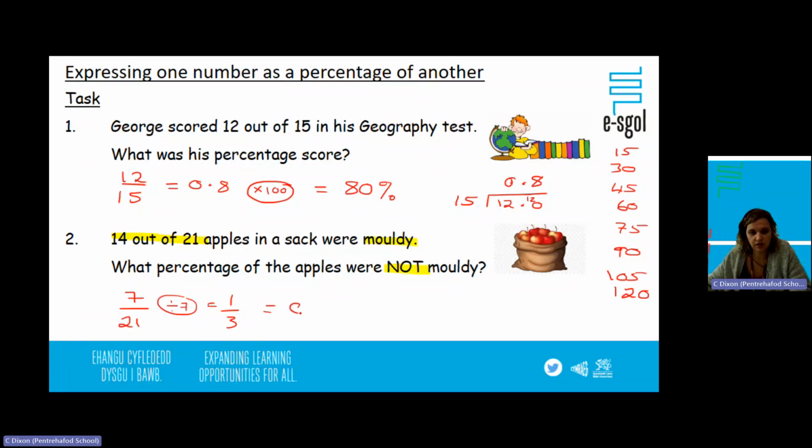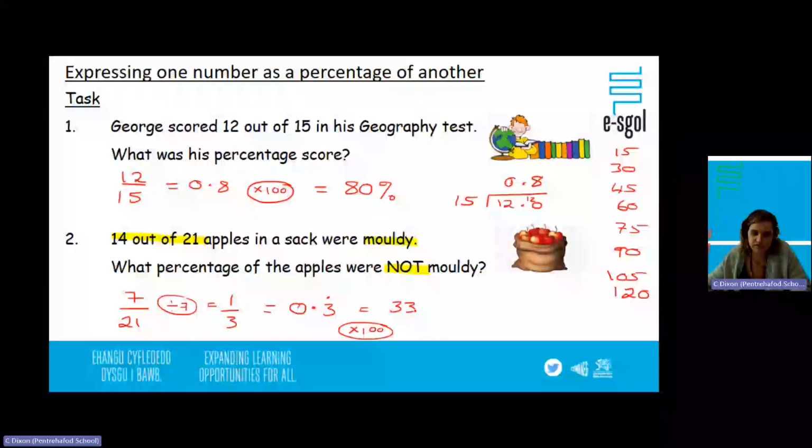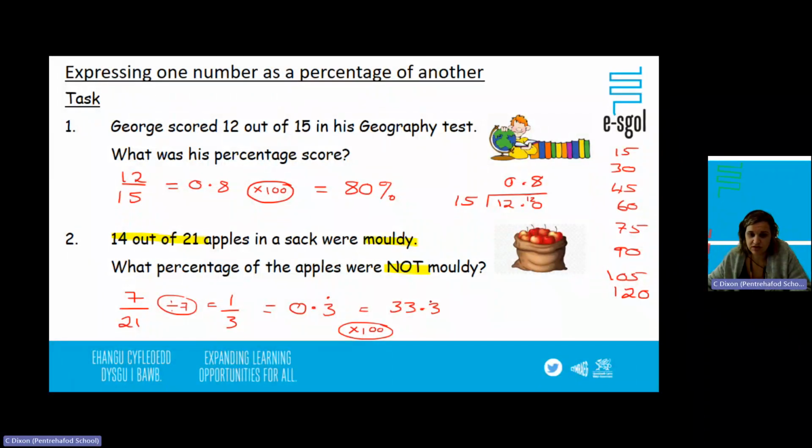Okay, you can use the bus stop, but I'm going to write it here now. It's 0.3 recurring. And again, we've seen this recurring before, where that means the 3 goes on. So at this stage, when you multiply by 100, you're then going to have 33.3, and those 3's are going to carry on. So we still have the recurring dot, but obviously 2 of the digits have moved to the left because we've multiplied that by 100.